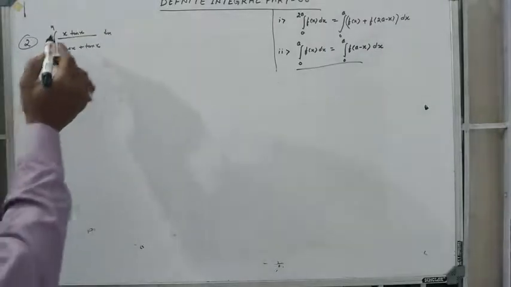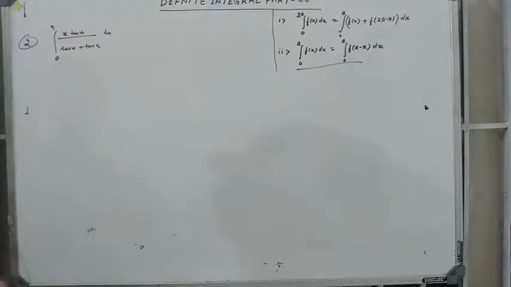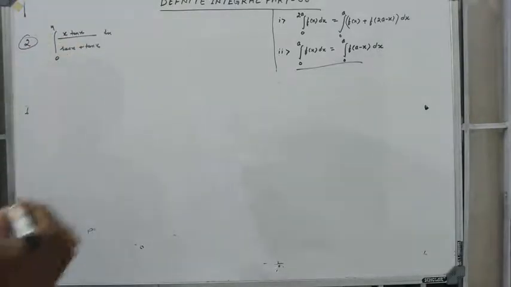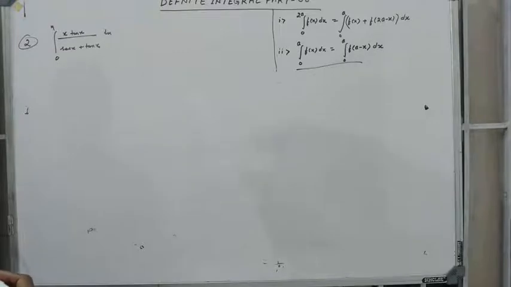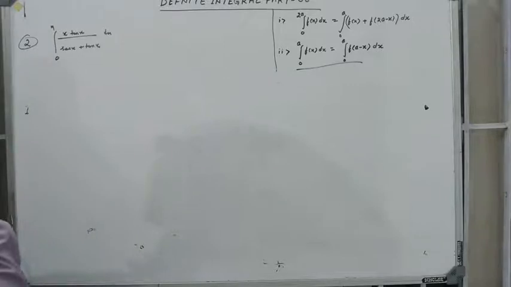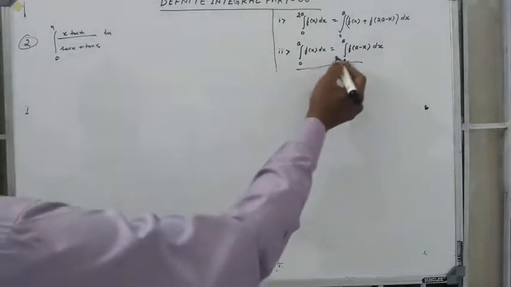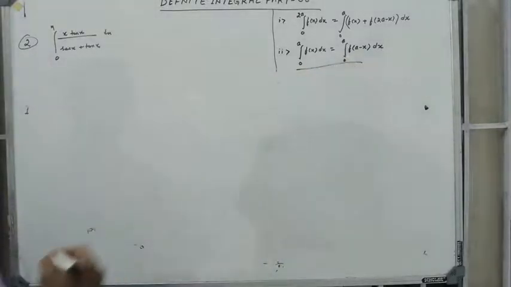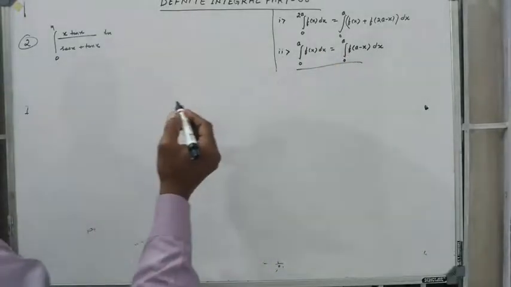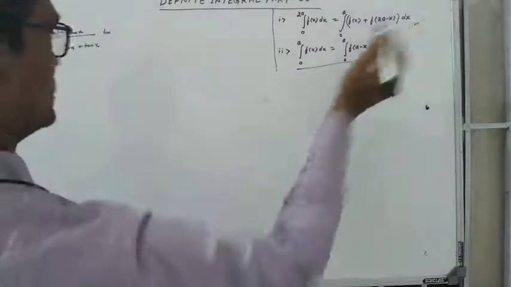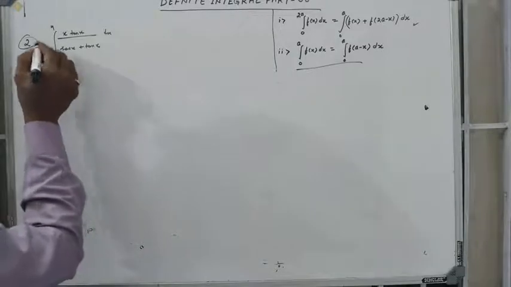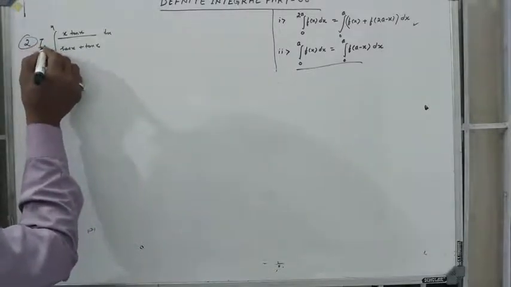So in this question x is in the product, so we have to remove this x so that we can find its indefinite integral. For that we can apply the property f of a minus x, the first one. Let this be equal to I.